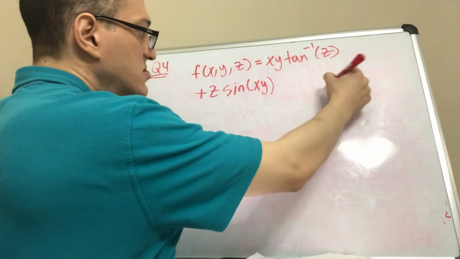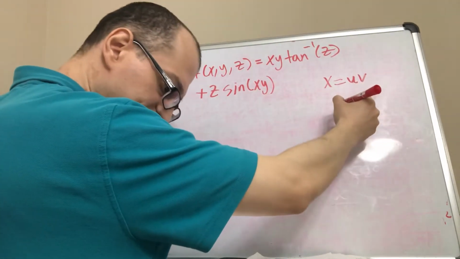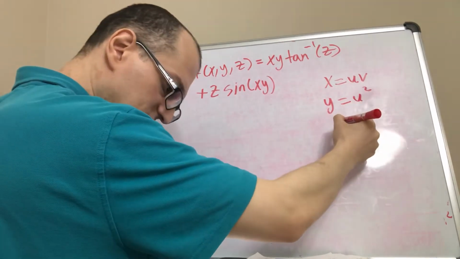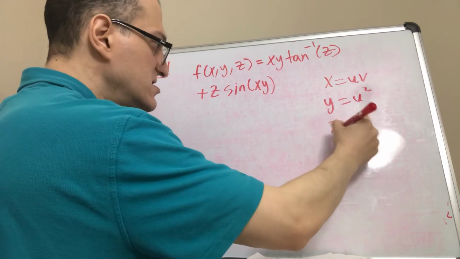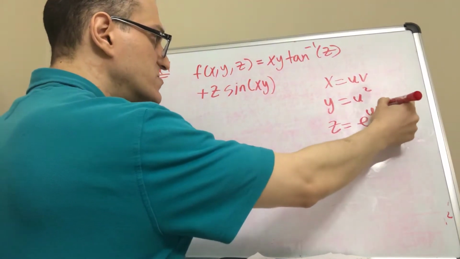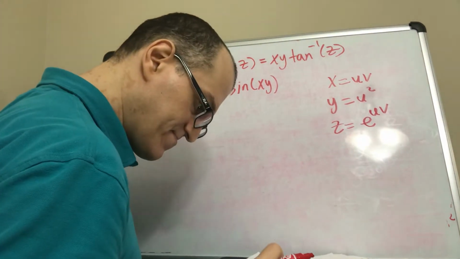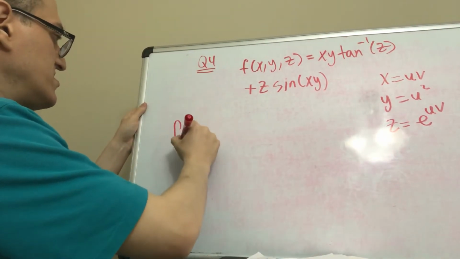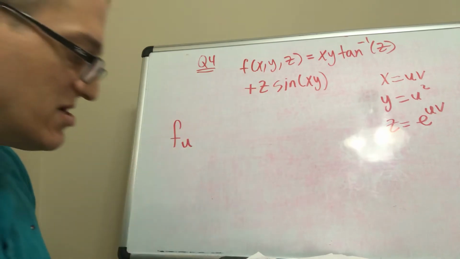where x equals uv, y equals u squared, and z equals e to the uv. And then he wants to find f, the derivative of this in terms of u.